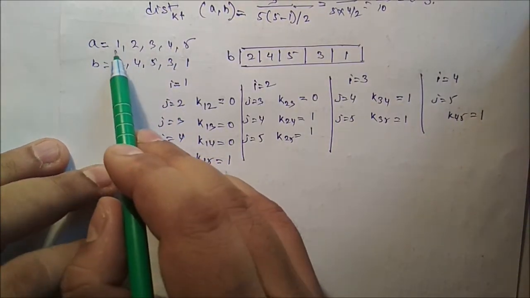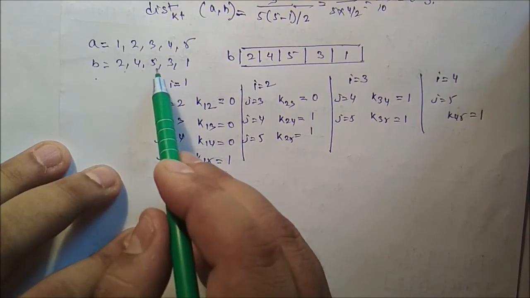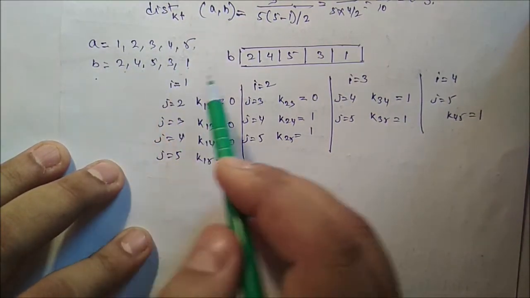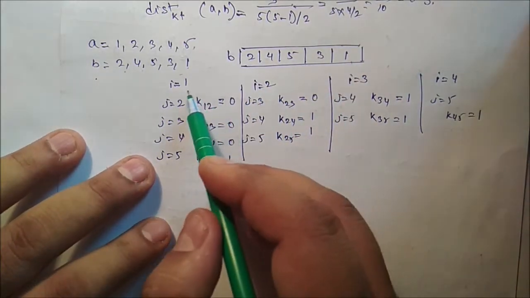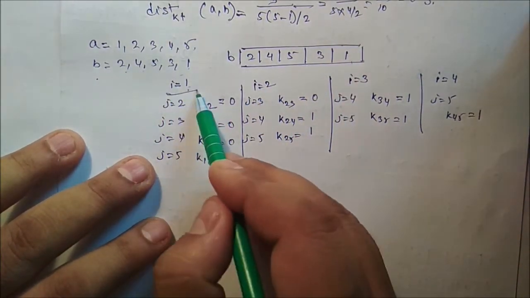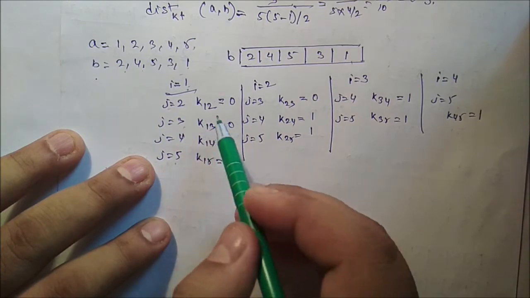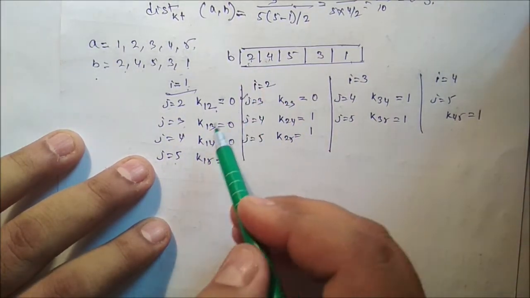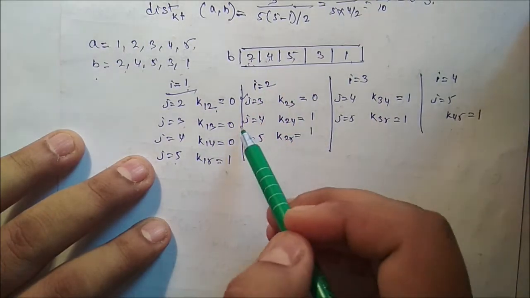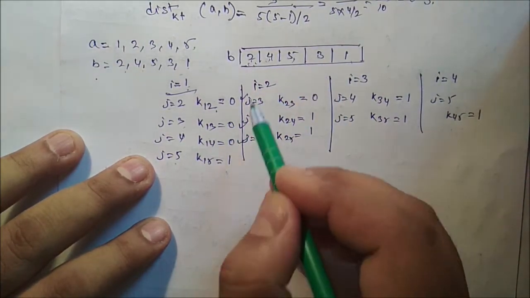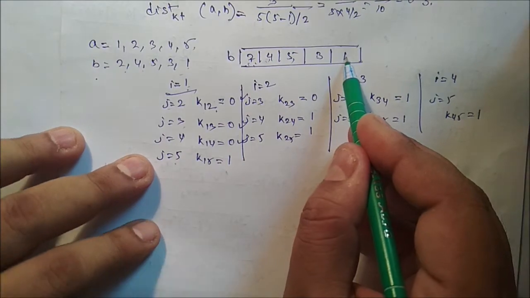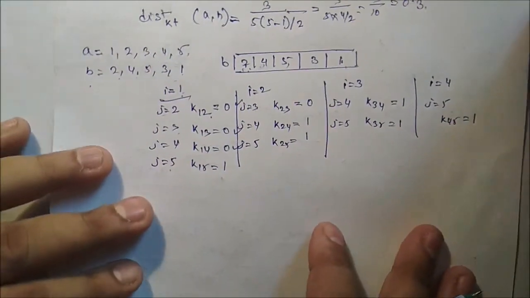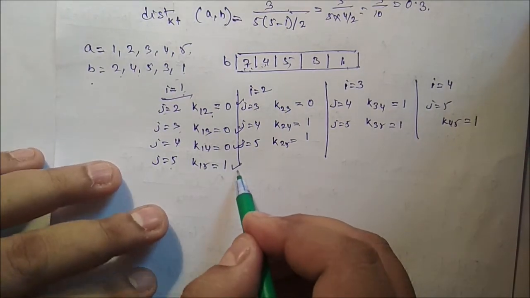So here A is 1, 2, 3, 4, 5, B is 2, 4, 5, 3, 1. So already A is in ascending order, so no need to rearrange the B. So you can take the B. So I is equal to say 1 and J is equal to 2, 3, 4, 5. So K12, this value is less than 4, hence it is 0. Then this value is less than this, 0. This value is less than this, 1. But this value is greater than this. Okay. Due to this one, we can say here K15 is equal to 1.